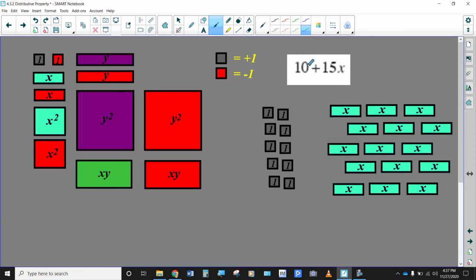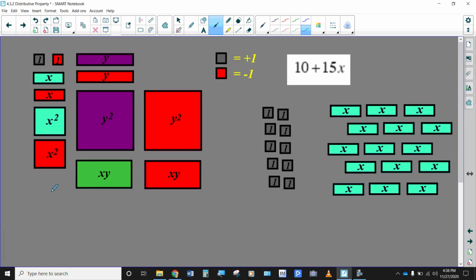Go ahead and you can manipulate with the online tool, or you can draw pictures if you want to. Just take a look at this expression and try to figure out how many total groups, what's the greatest number of groups you can get where you can break those into equal parts for each group. Go ahead and see what you can figure out there. I'll pause.